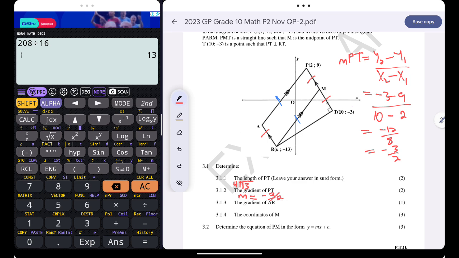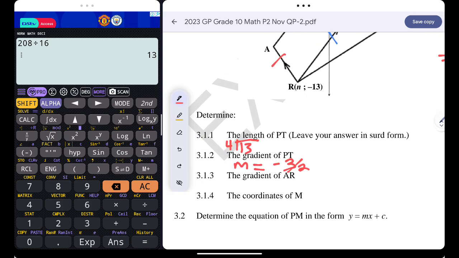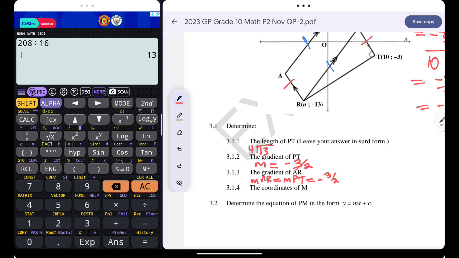Now they want me to find the gradient of AR. Remember that AR is parallel to line PT. Why? Because they're opposite sides of a parallelogram, right? So it simply means that the gradient of line AR is equal to the gradient of line PT, which is equal to negative 3 over 2.